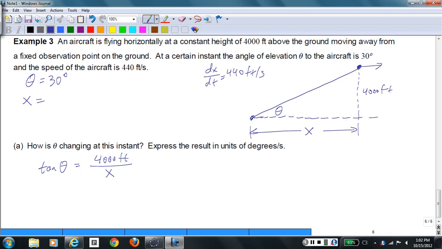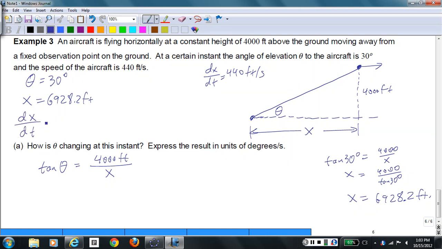So what would that be? Tangent of 30 degrees equals 4,000 divided by x. X equals 4,000 divided by tangent of 30 degrees. Well, it's a 30, 60, 90 right triangle, but let's pretend like we don't notice that. Tangent of 30 degrees, I want to say is the square root of 3 over 3. Does that sound right? Square root of 3 over 3. So 6,928.2 feet. So x is 6,928.2 feet.